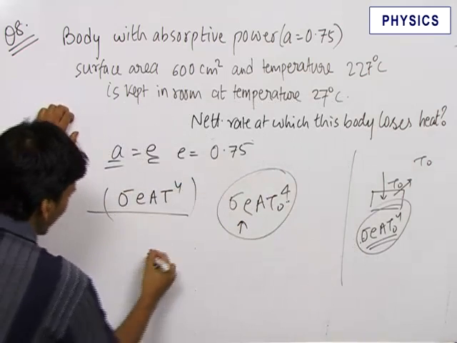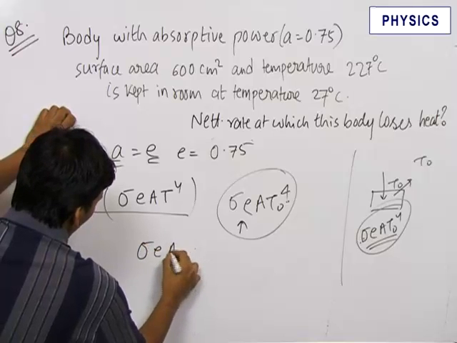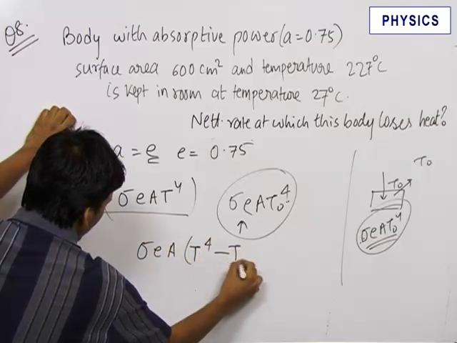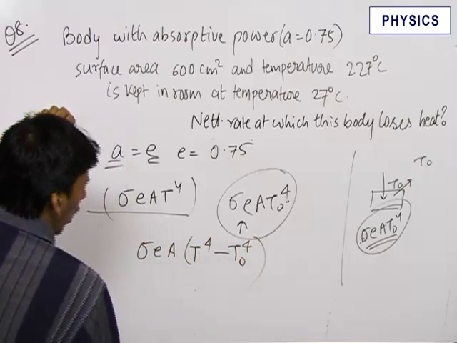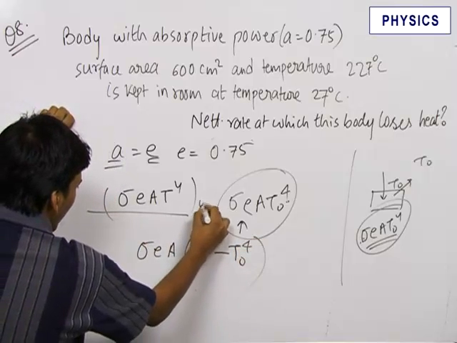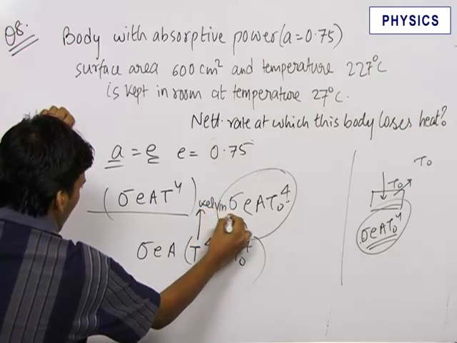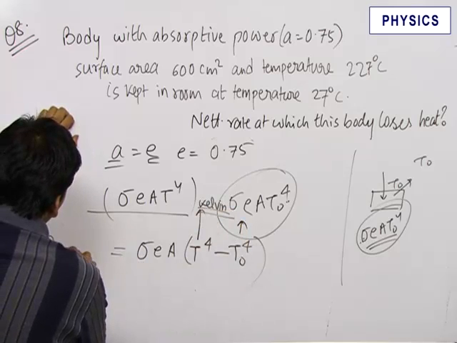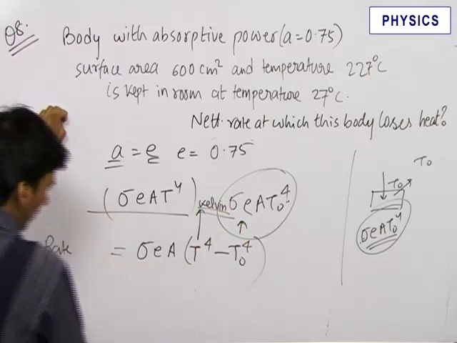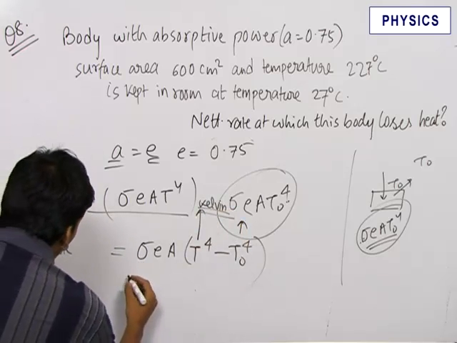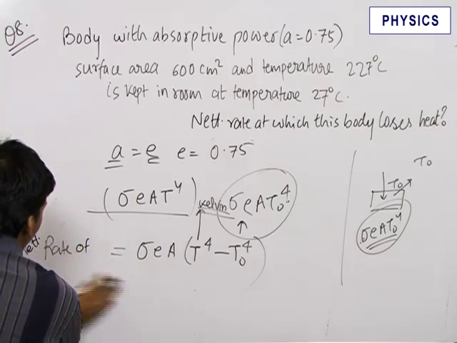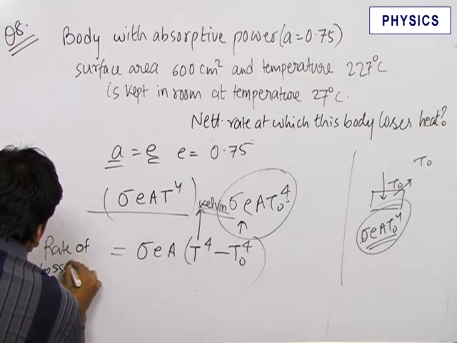Therefore, from this we get the rate at which the object loses heat is equal to sigma EA into T raised to the power 4 minus T naught raised to the power 4. Always remember that this T is in Kelvin. Therefore, on substituting the values, this is the net rate of loss. So, on substituting the values over here, we get this is the net rate of loss of heat.